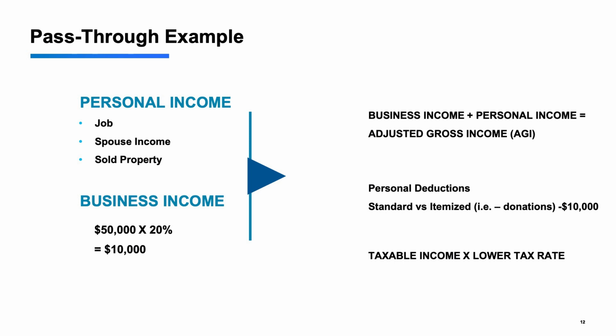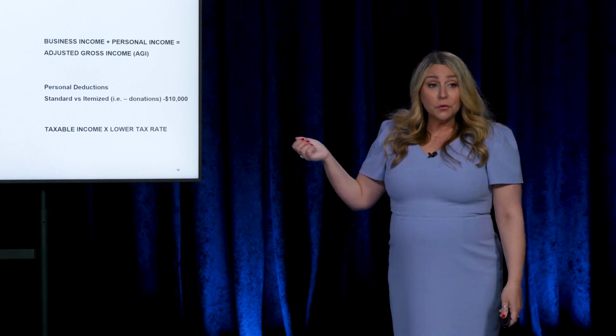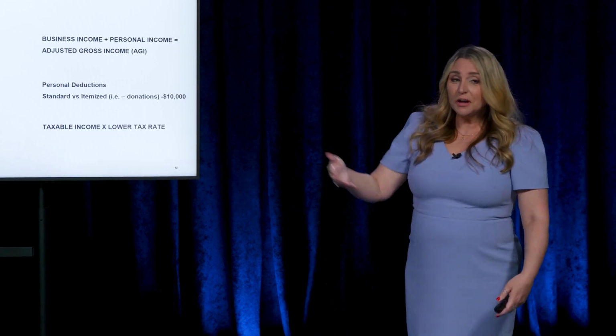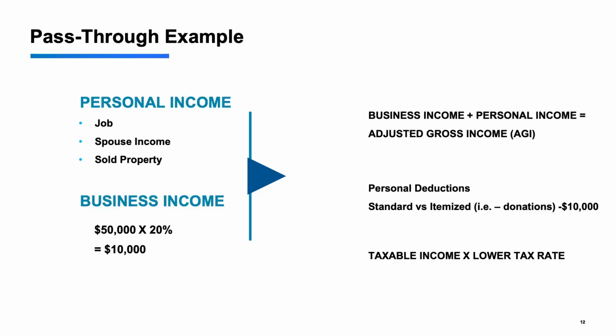Let me give you an example of that. You have your personal income, your job. Perhaps you're married and your spouse has income. You may have sold some property during the year and you have income from that as well. Of course, you're going to report your pass-through business income that is there. And you might qualify for a 199A deduction. We talk more about that in another class. Let's say that your qualified business income, for example, is $50,000. We multiply that by our 199A rate, and that gives us a deduction of $10,000.